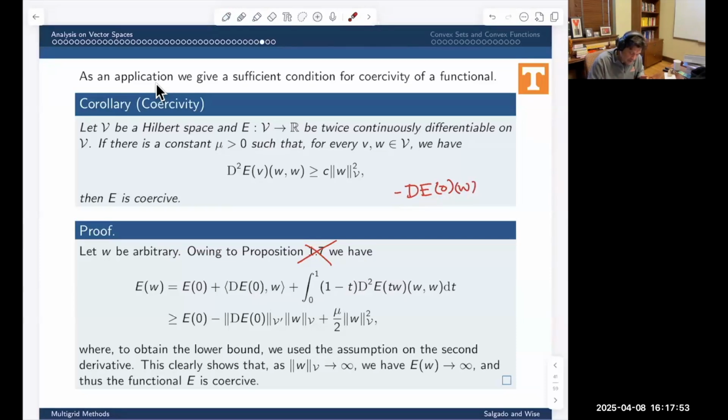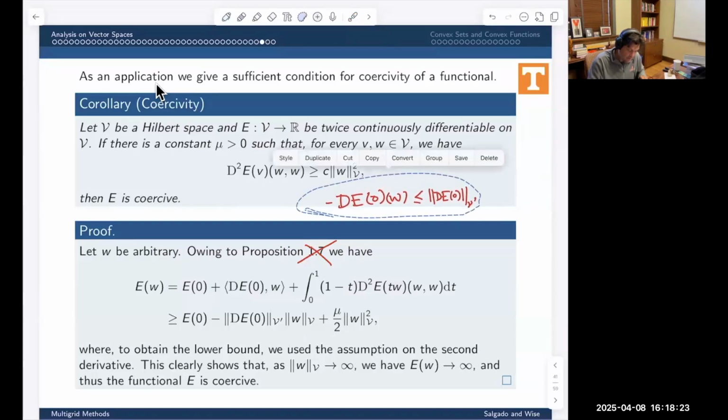So now I could put an absolute value around this if I wanted to. It doesn't matter. Now I'm just going to use the fact that this is a bounded linear functional, so I can use the norm. That's going to be dE at 0, and the norm is going to be measured in V prime, the dual space norm. That's also called the operator norm. I need to slide that out just a little bit.